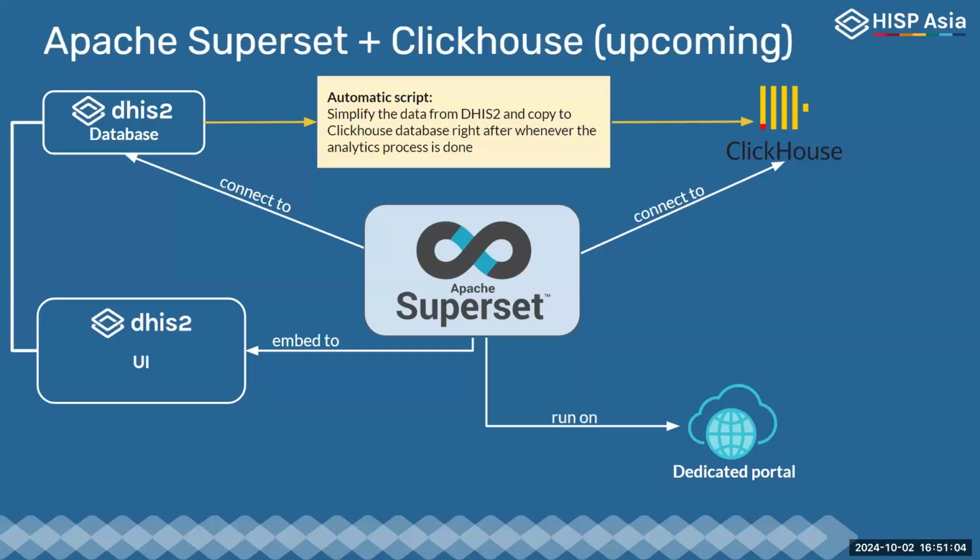So in summary, from Superset we can analyze the data directly from DHIS2, or we can copy the data from DHIS2 to the high performance database, ClickHouse, and Superset will connect to that and analyze the data. When we are done with the visualizations, the Superset visualizations and dashboards can be embedded into the DHIS2 UI. I will show a screenshot later.